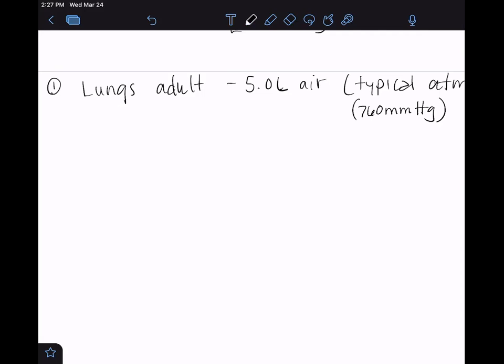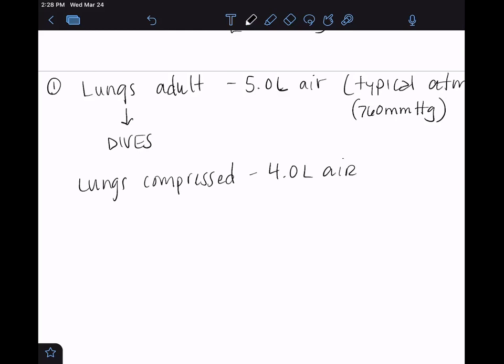If we have a diver now, this adult wants to dive, and she dives, and then her lungs compress to 4. Okay, so now we're going to say she dives, and now her lungs are compressed to 4.0 liters of air. Okay, we want to know what is the pressure surrounding her.